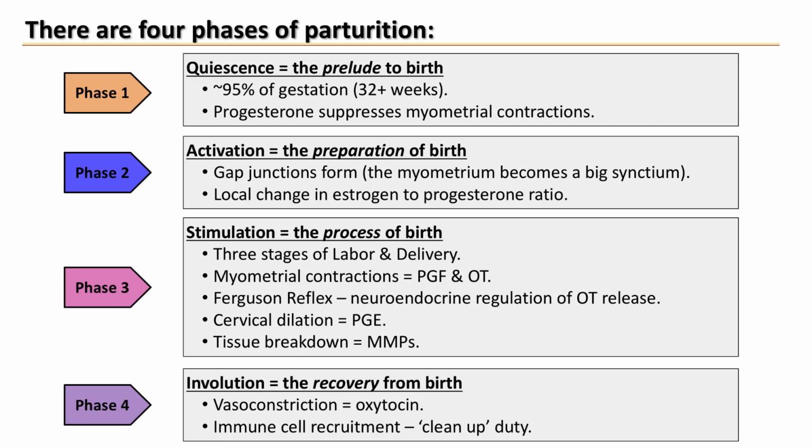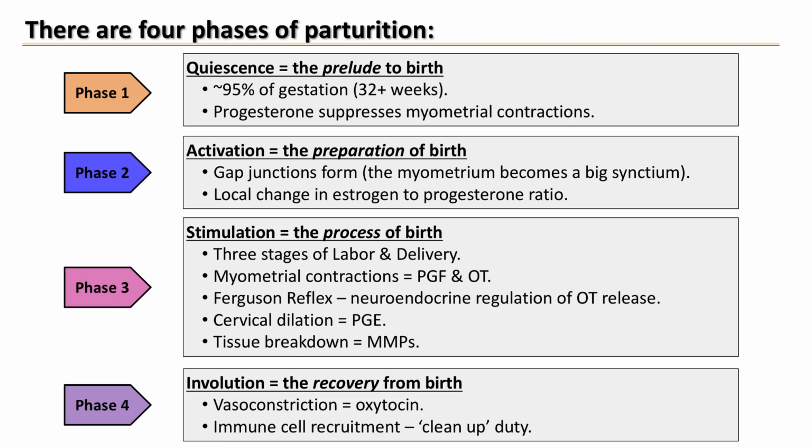Phase 3 is the actual process of birth. This includes labor and delivery, strong myometrial contractions, which are regulated predominantly by prostaglandins and oxytocin, the Ferguson reflex, which is the neuroendocrine regulation and release of oxytocin, coupled with cervical dilation, which is predominantly mediated by prostaglandin E and associated with breakdown of the cervical plug, which was induced and formed during the high levels of progesterone during the quiescent, i.e. phase 1, and the tissue breakdown is predominantly mediated by matrix metalloproteinases.